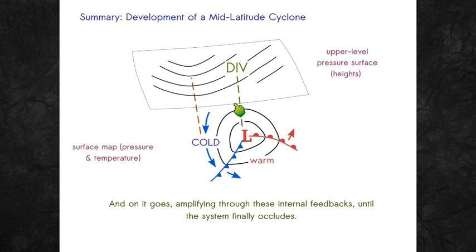Now, the second thing to note is that this doesn't go on forever, right? The system can't amplify forever. And the thing that eventually kills it off is that eventually this cold air associated with the cyclone is going to wrap all the way around. That is, the cold front's going to catch up with the warm front and the system occludes.